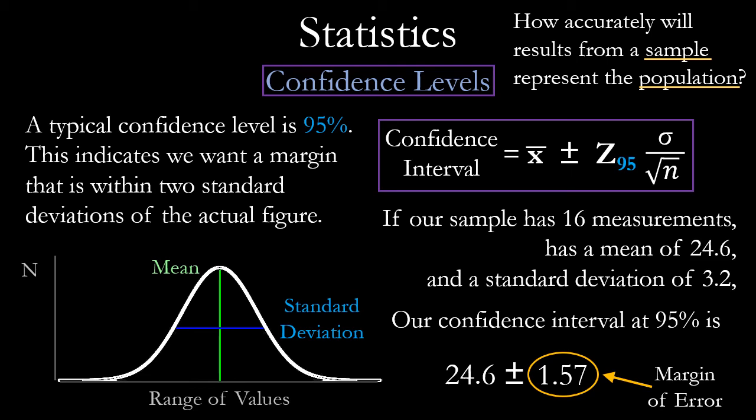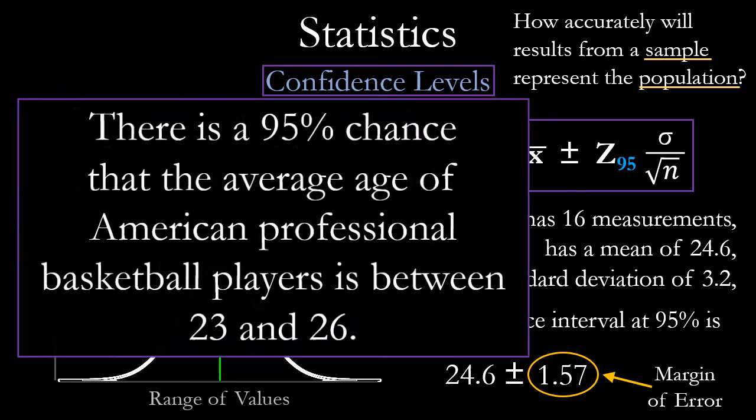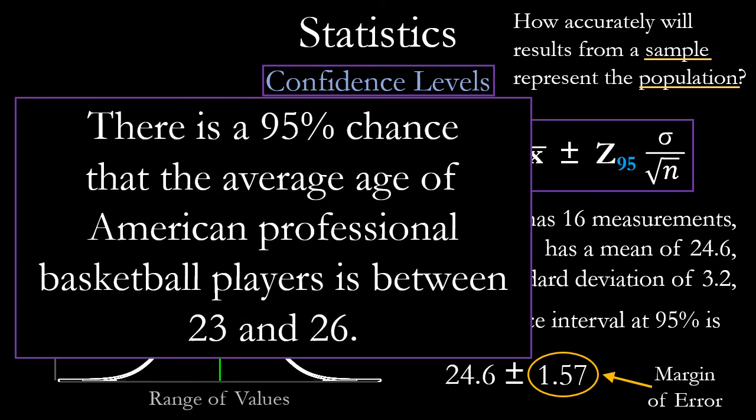Now what that means, taken all together, is that there is a 95% chance that the average age of American professional basketball players is between 23 and 26, right? All right, now, this is a little bit interesting, and you may be wondering why we're taking this step. It's a bit of an inappropriate step, and we'll see why in a moment.